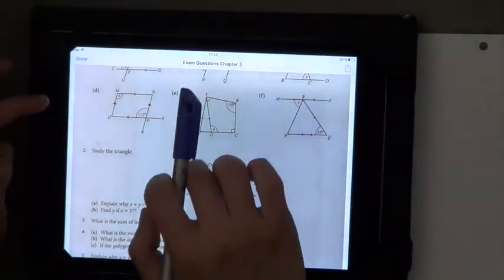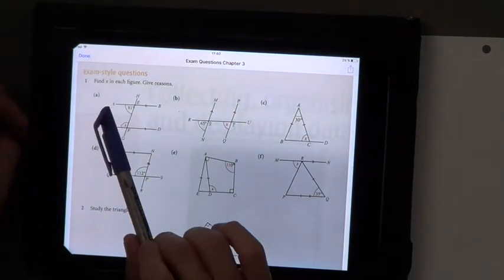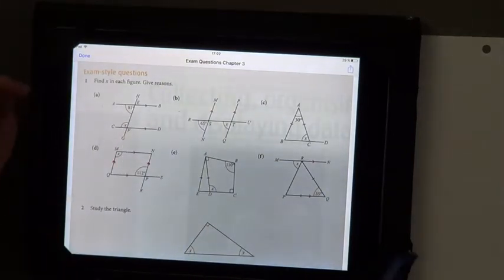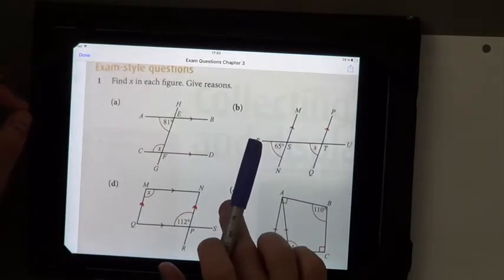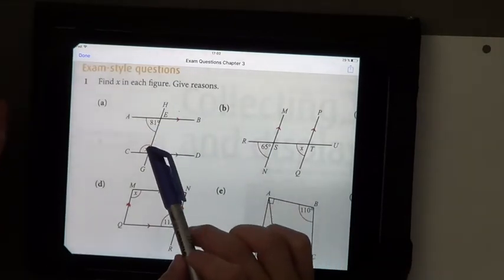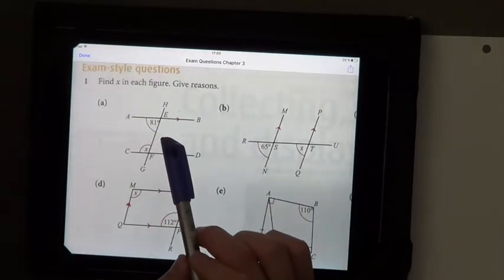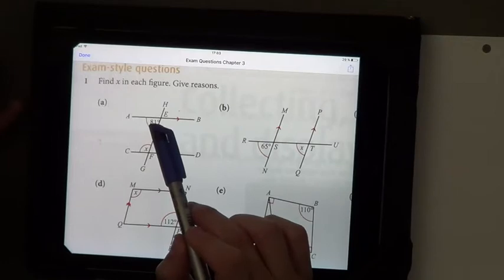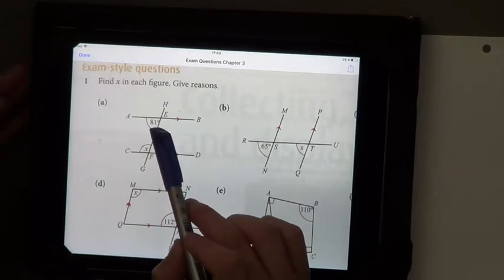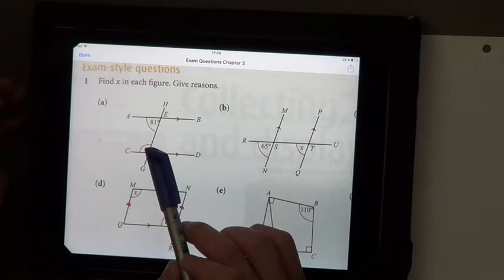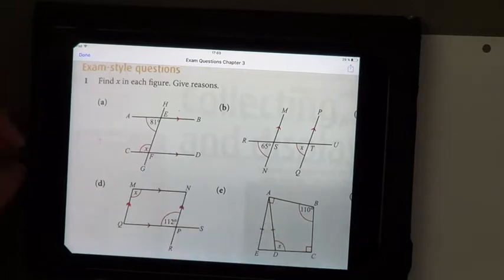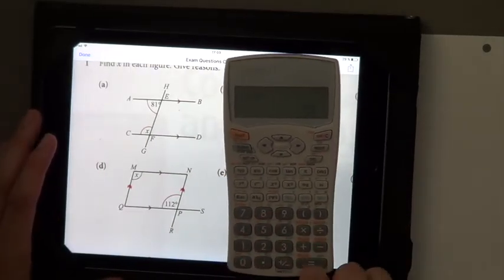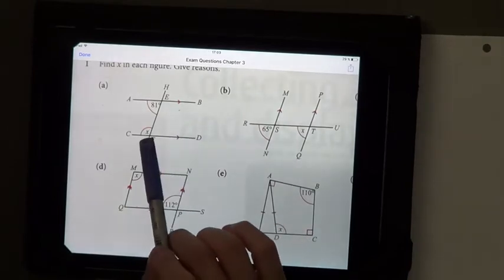First exam question. It says, find x in each figure and then give reasons for each of your answers. In this one, remember the rule I told you that if we have angles that appear like this, both of them have to add up to 180. So 81 plus x has to equal 180. On our calculator, 180 minus 81 gives us 99. So the answer here is 99.